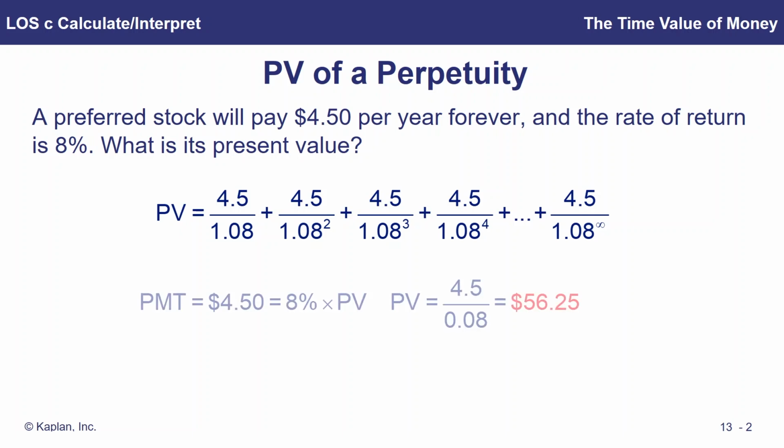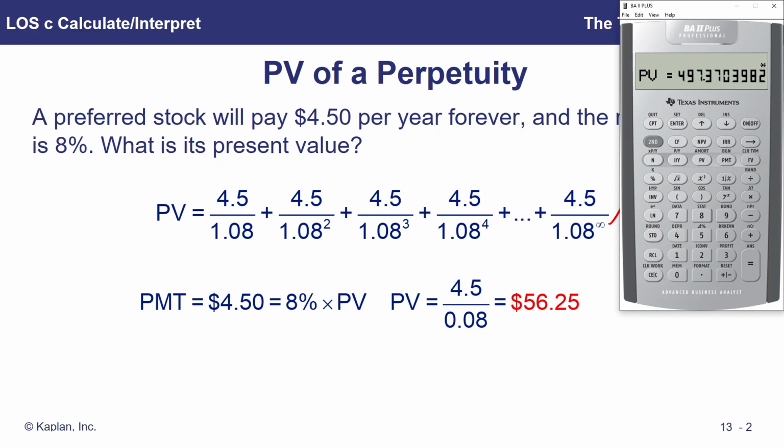Now, how could we do this? Well, as I said, we could cheat and enter 9999 in there. Let's actually have a go at doing it. I've never done this, but let's see what we get on our BA2 Plus. We should get very close to the correct answer. So let me just clear out this calculator and have a go.